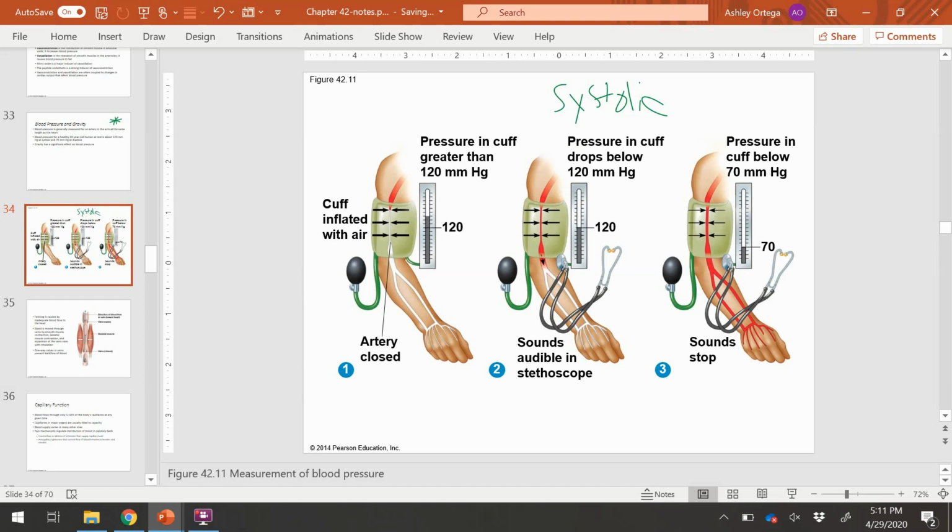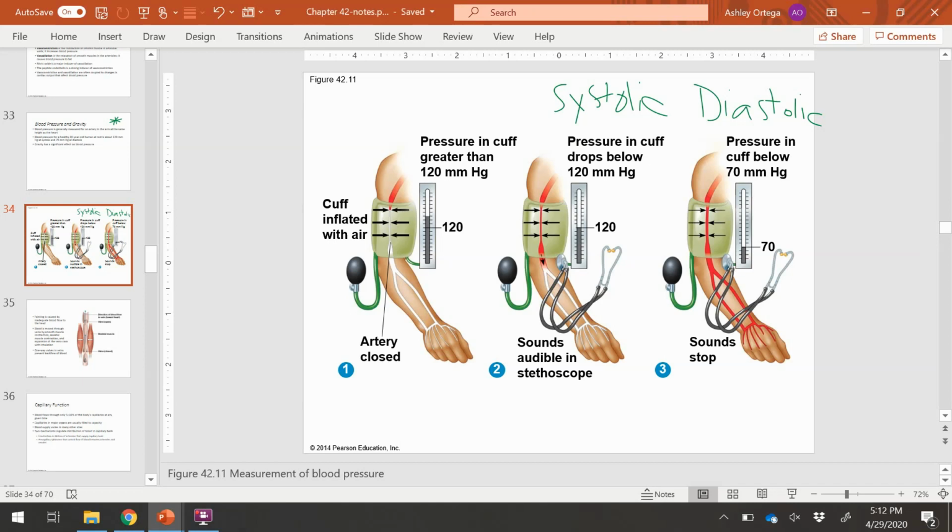And then when you keep decreasing the cuff until the sounds stop, and that will be the diastolic pressure. And so for humans around 20 years of age, it would be 70. For others, it could be 80. And so keeping a track of your blood pressure is good to maintain your health. And so it is important for us to understand what these measurements are and how to do so.